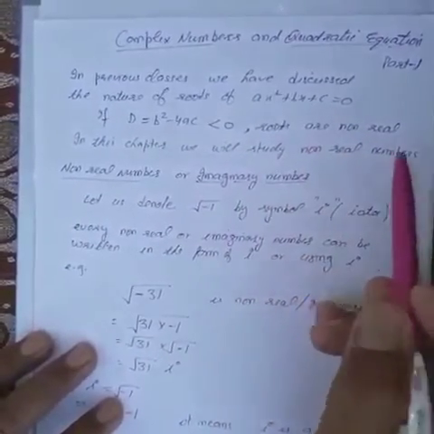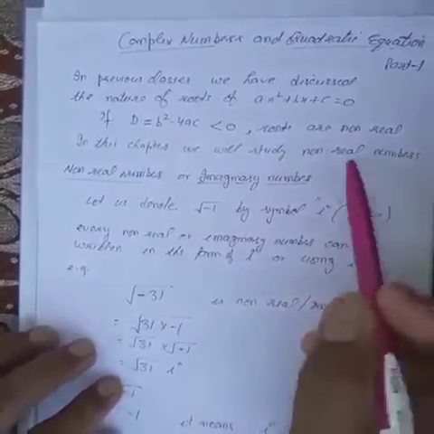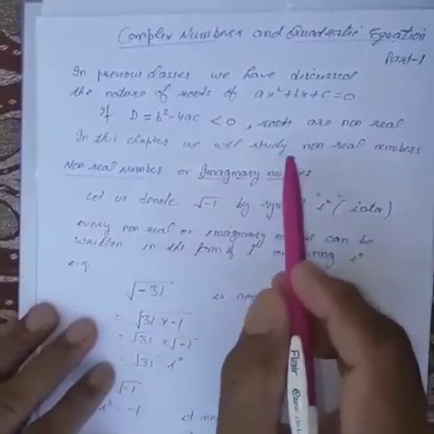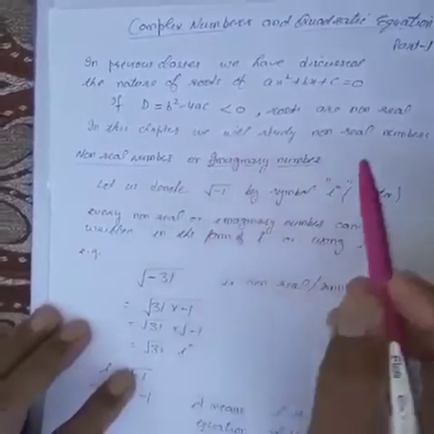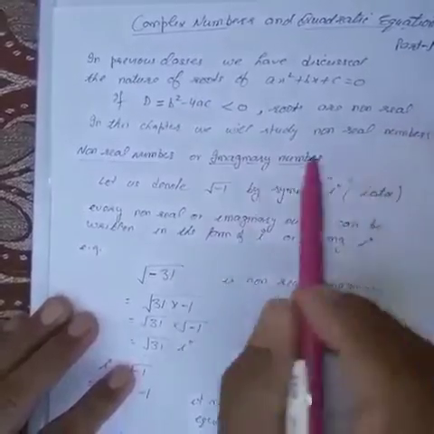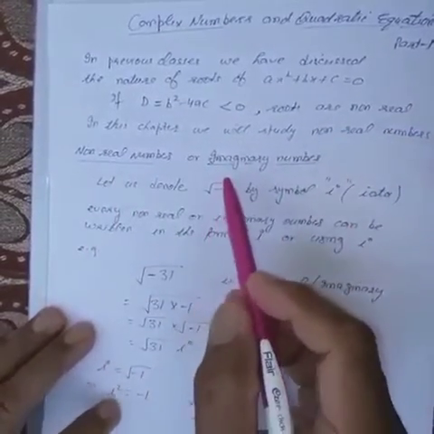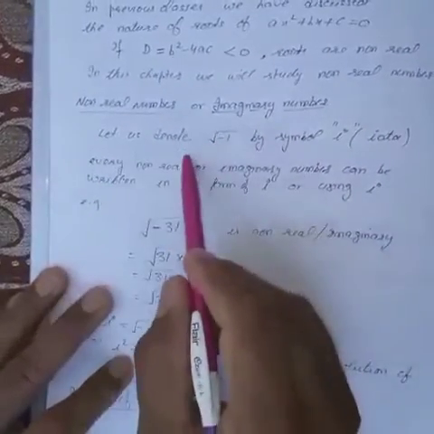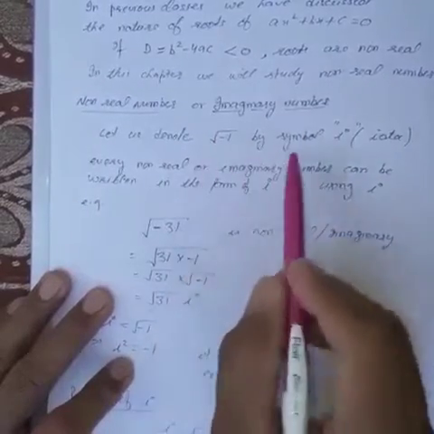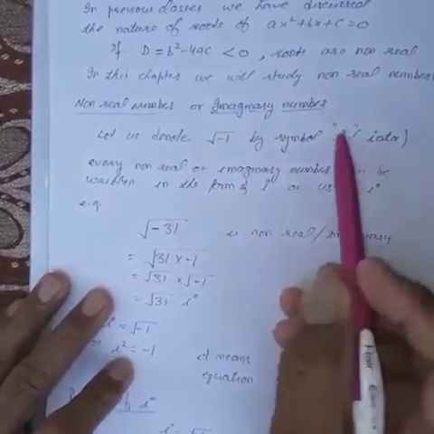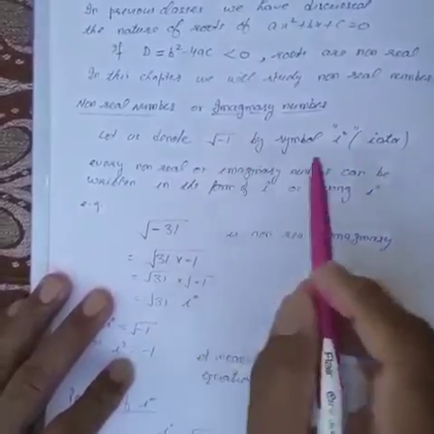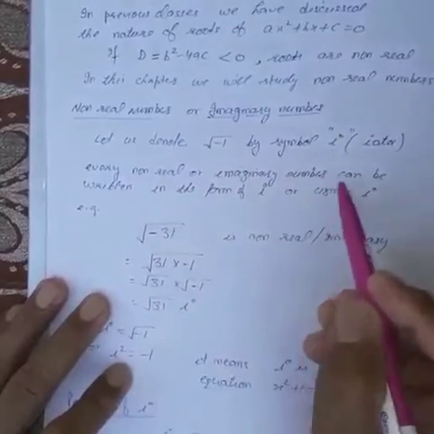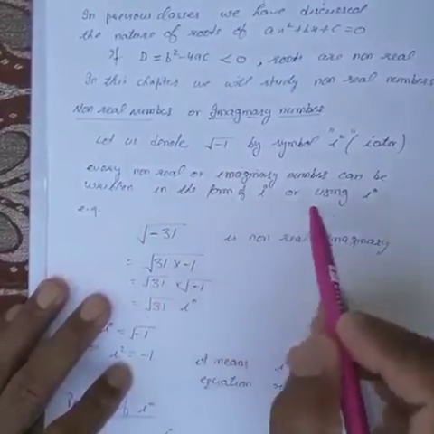these non-real numbers. You can understand it as an extension to the real number system. We are going to add some new numbers to the real number system. So non-real numbers, or these are also called imaginary numbers. For this, let us denote √-1 by the symbol i. This is called iota. √-1, this is iota. Now every non-real or imaginary number can be written in the form of iota or using iota.